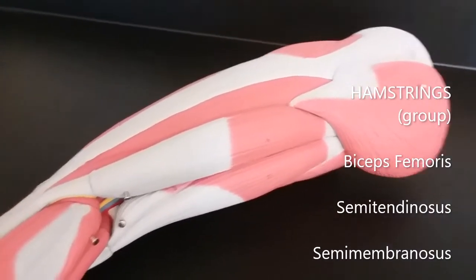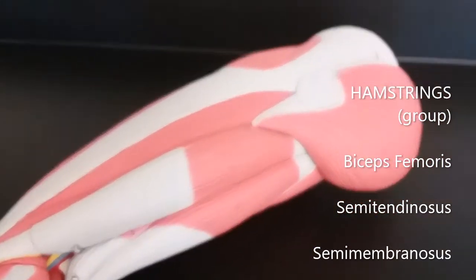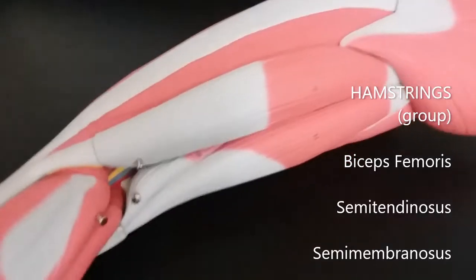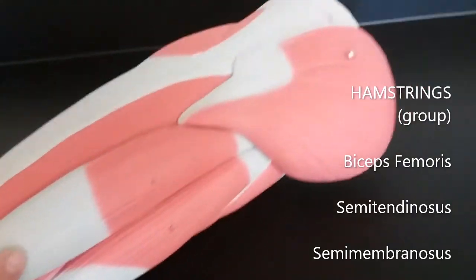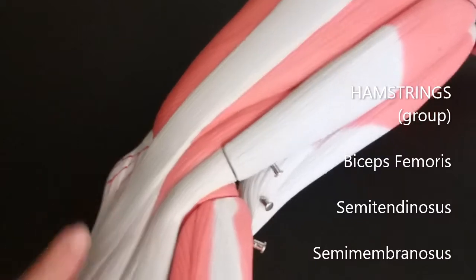So this is the leg. Today we're going to walk through the different muscle groups of the leg. First of all, we have the hamstrings. That is a group of 3 muscles. Note that this is on the posterior side of the leg. The knee is way up here.